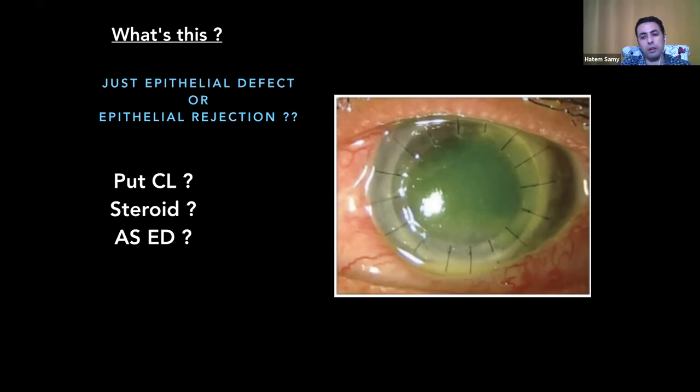No, I agree with Dr. Asad on slowing or changing the type of steroid. And in this case, I think autologous serum, I have used it in case of epithelial defect, not after keratoplasty, but in other cases, and it gives a good prognostic factor. It was good. Okay, thank you.